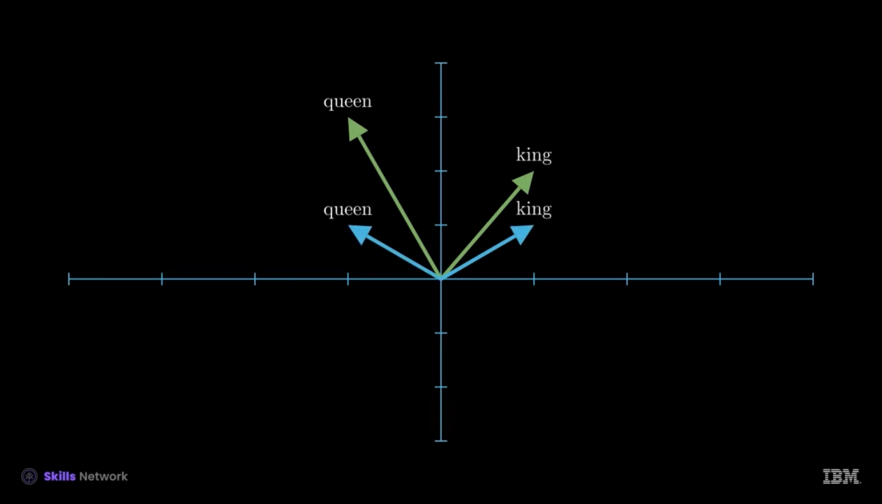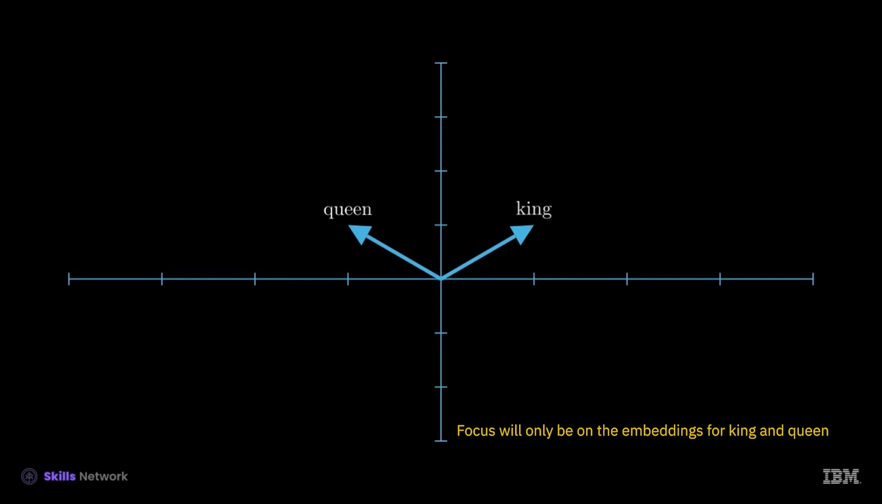Typically, positional encoding is added to the input embeddings, enabling the model to differentiate between the positions of various elements in the input sequence. You can see that after adding positional encoding, the vector representations of king and queen in the second sentence, shown in green, are different from their vector representations in the first sentence, shown in blue.